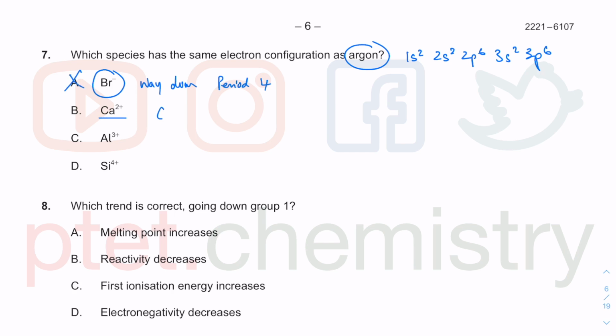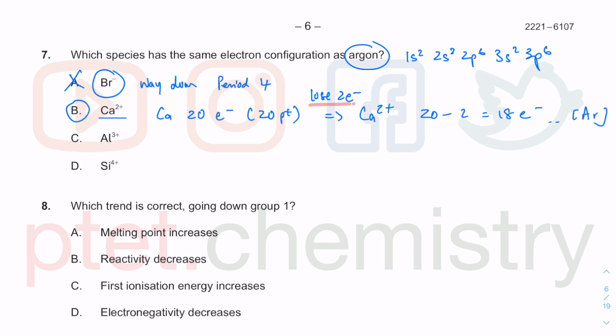Ca2+, so calcium has 20 electrons because it has 20 protons. So now when you form calcium 2+, the atom will have lost 2 electrons. When you lose 2 electrons from the calcium atom, you're going to get 18 electrons. So 20 minus 2, 18 electrons, and guess what? It's going to look just like argon. So B is our answer there.